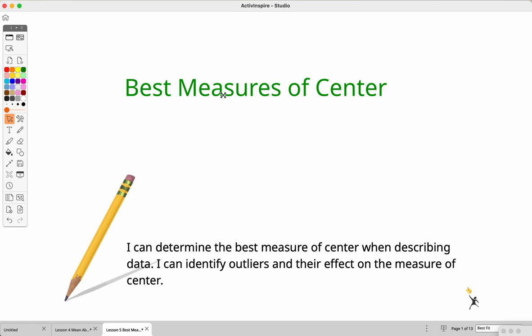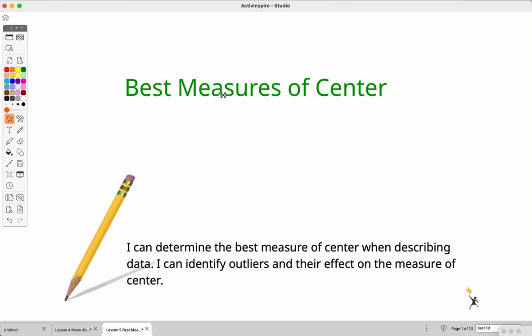Using a data set, what would be the best measure of center? Are there times when mean is better than mode, or mode is better than median, or mean is better than median? We're going to be looking at that. Also, the outlier will affect our measures of variation a little bit, and how that affects our numbers. So we're going to be looking at those two different ideas today.